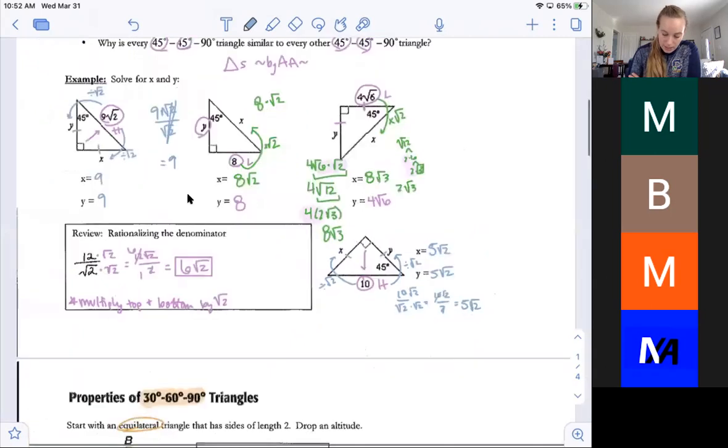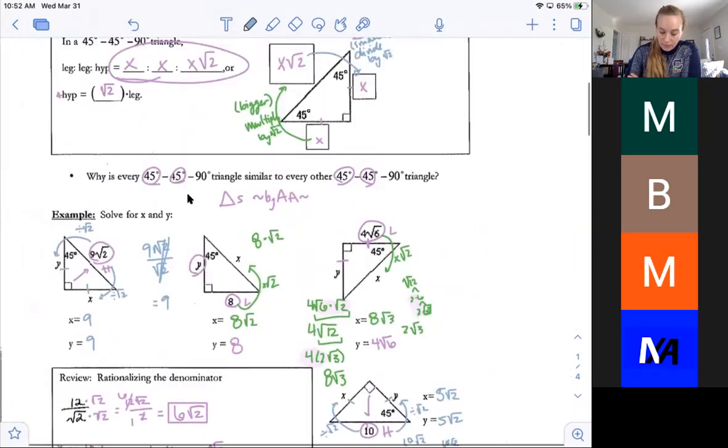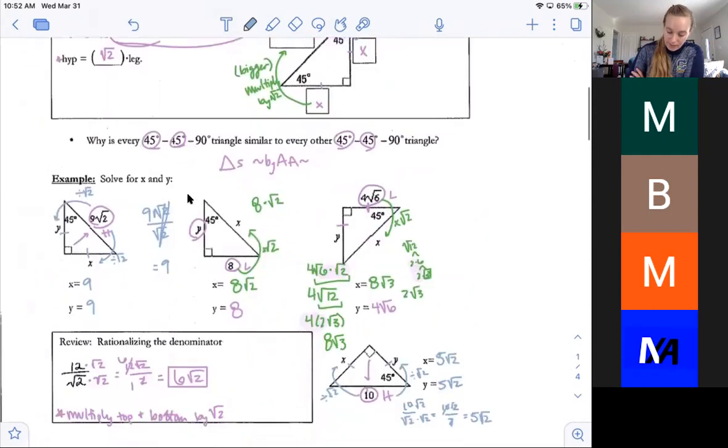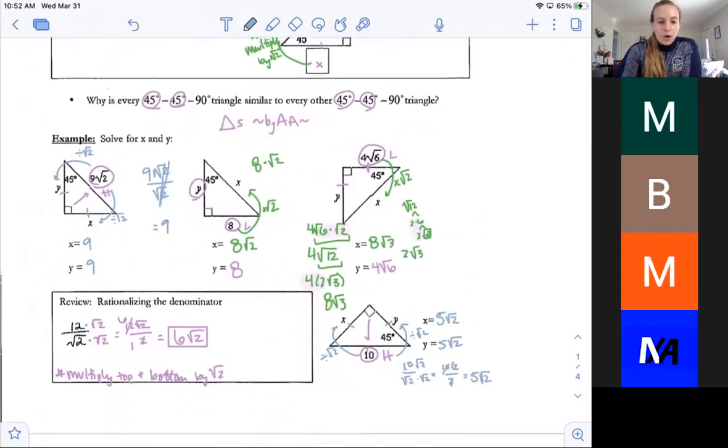All right. That is the first page. That's all practice on 45, 45, 90. Again, the two legs are congruent and the hypotenuse is the leg length times root 2. And we've done a few practice problems like that. We're about to move on to the new one, which is 30, 60, 90. Does anyone have any questions before we go there?